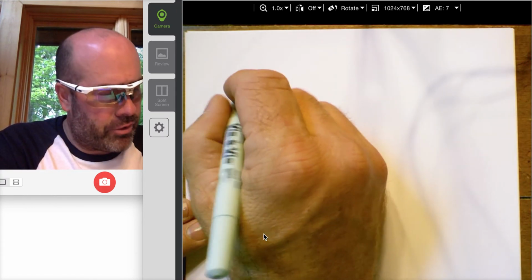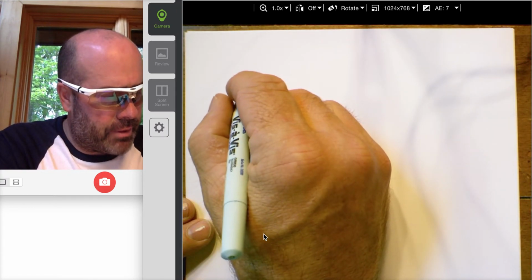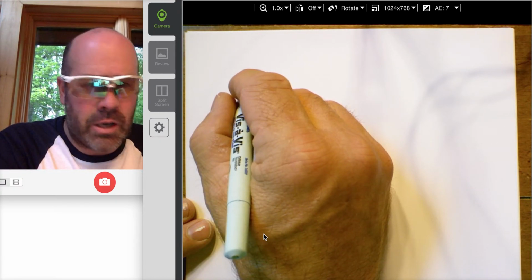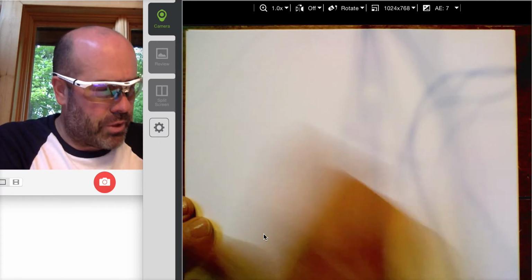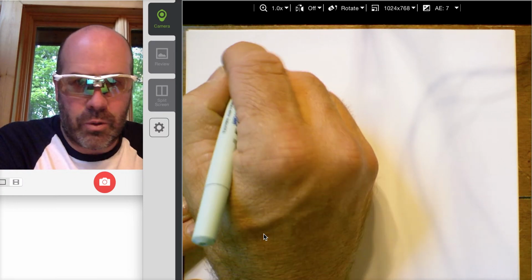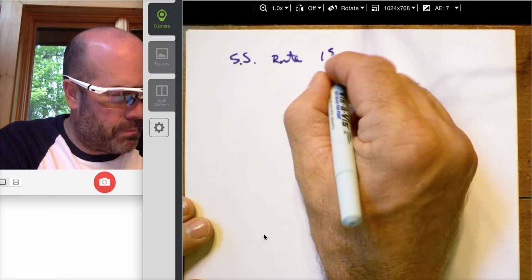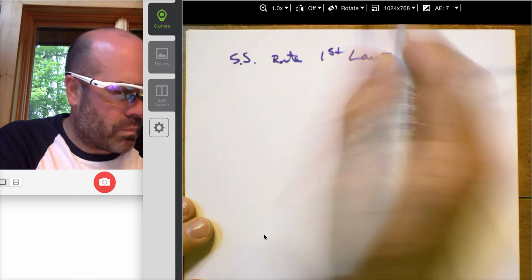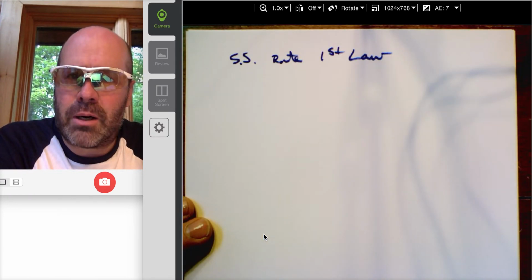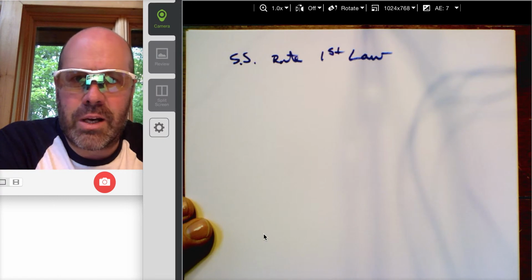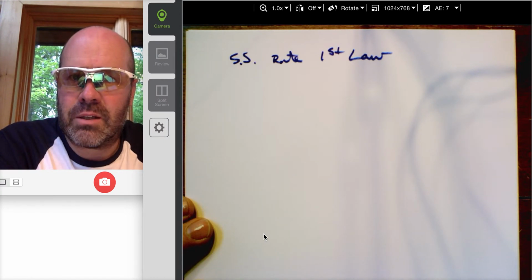So in class, we have gotten to the point, well, let's go with the steady state. Let's go with the steady state rate first law. So I want you to press pause and write the steady state rate first law.